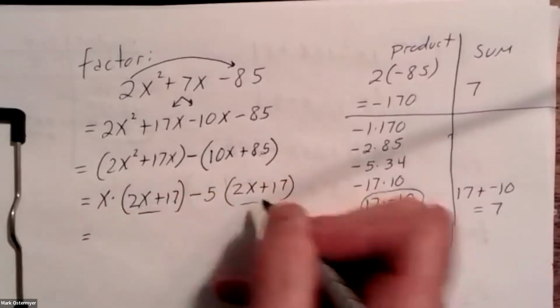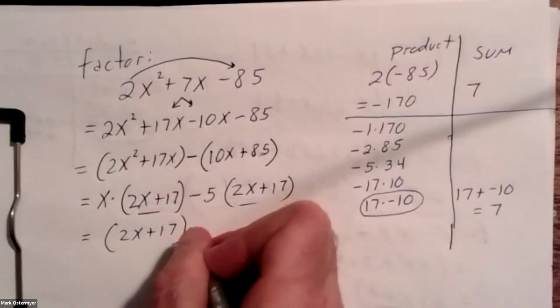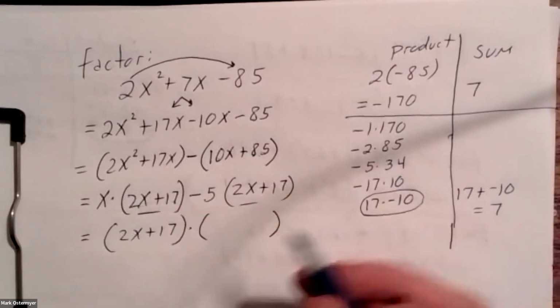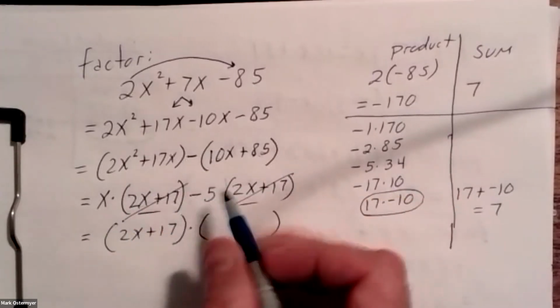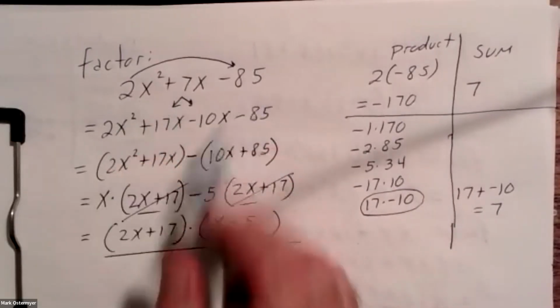Now we can factor the 2x plus 17 out, being a common binomial factor, times what do I leave behind after doing that? X minus 5. Done. This is the factorization of that difficult trinomial.